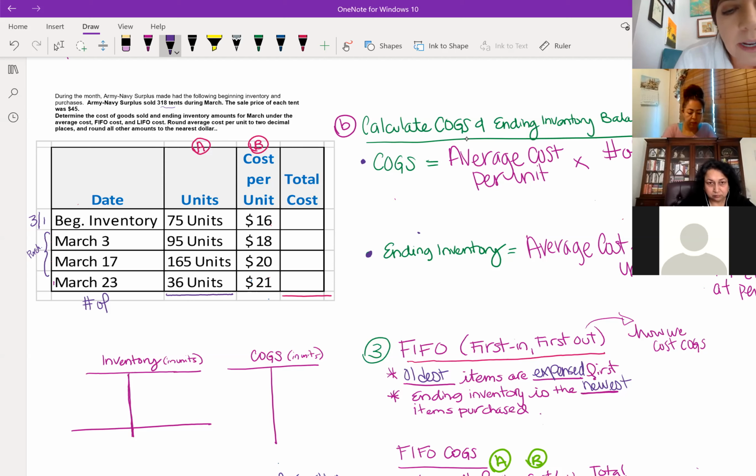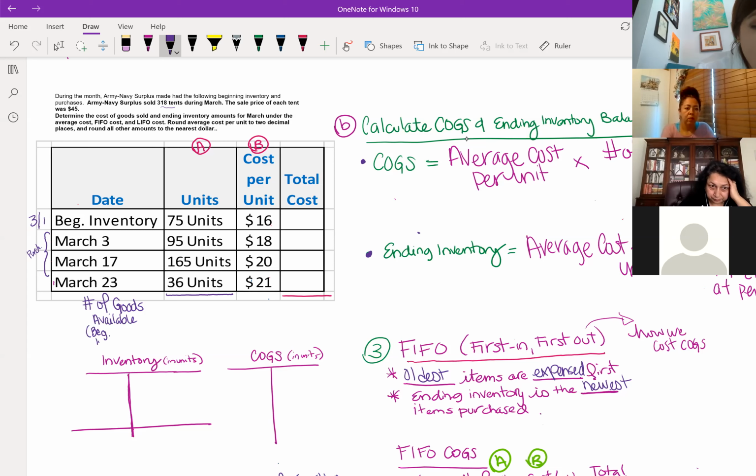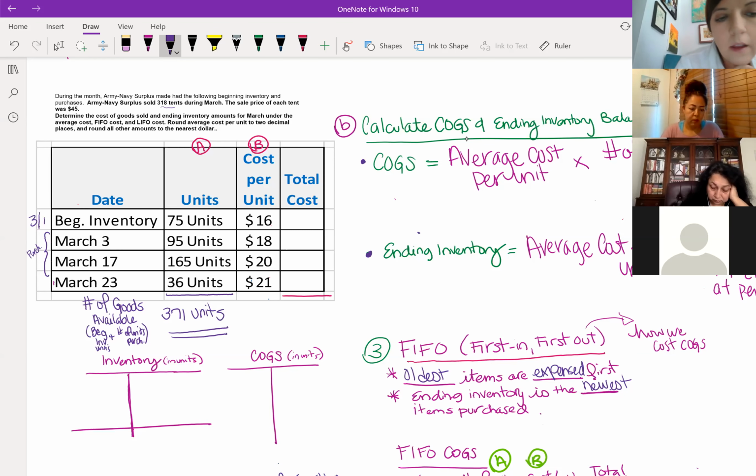First thing that we want to calculate is the number of goods available. So how many total units do we have available? And that's going to be the sum of beginning inventory, the units in beginning inventory, plus the number of units purchased. So 371 units were available at the end of March.